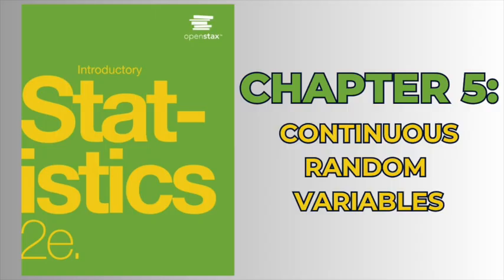Mu equals (a + b)/2 equals (15 + 0)/2 equals 7.5. On the average, a person must wait 7.5 minutes. Sigma equals the square root of (b minus a) squared over 12, equals the square root of (15 minus 0) squared over 12, equals 4.33. The standard deviation is 4.33 minutes.